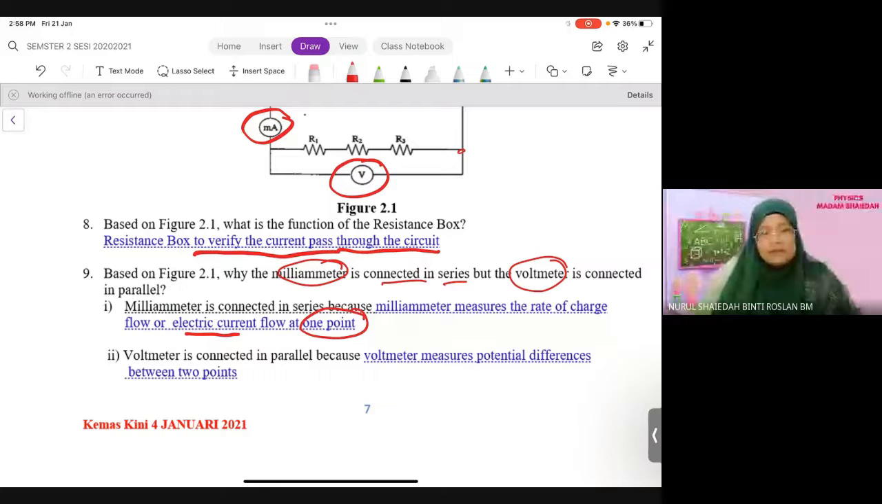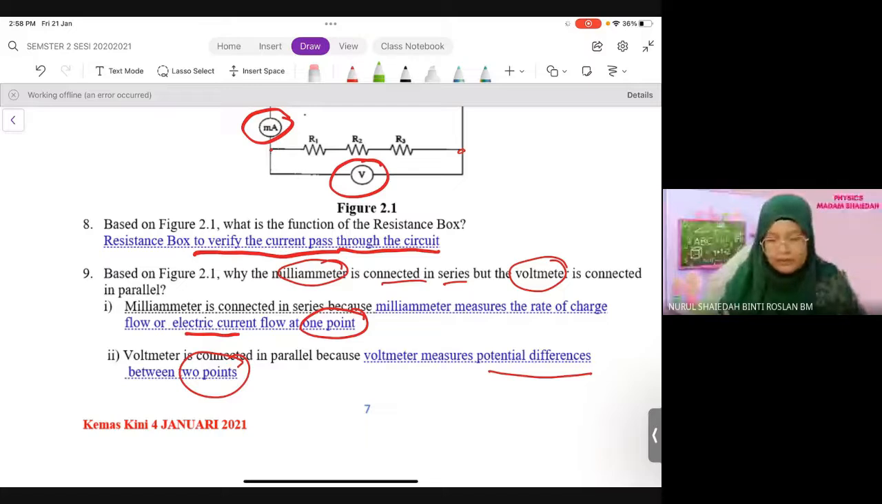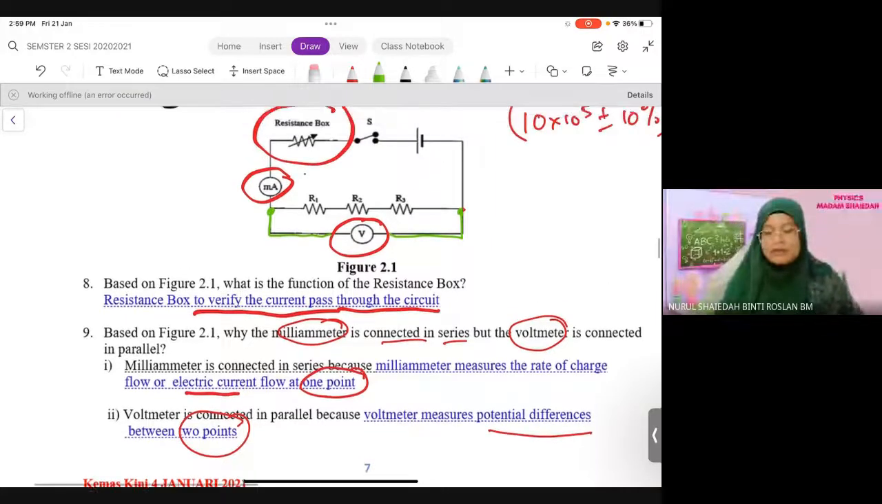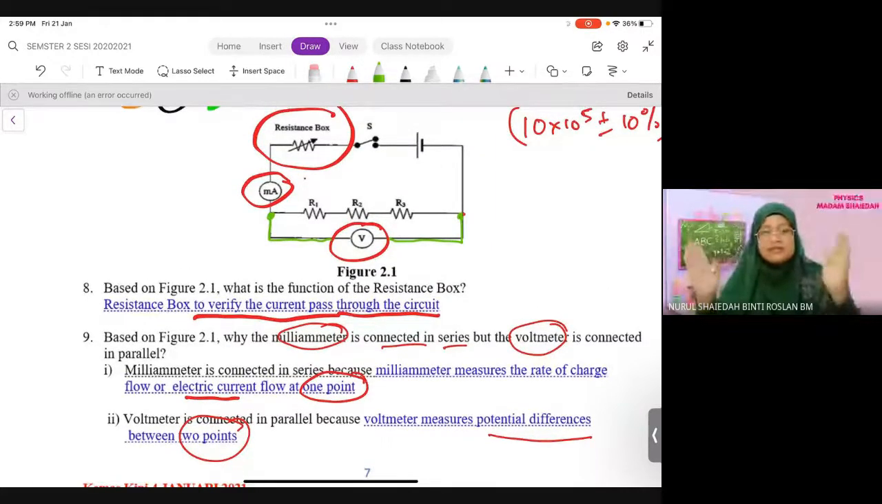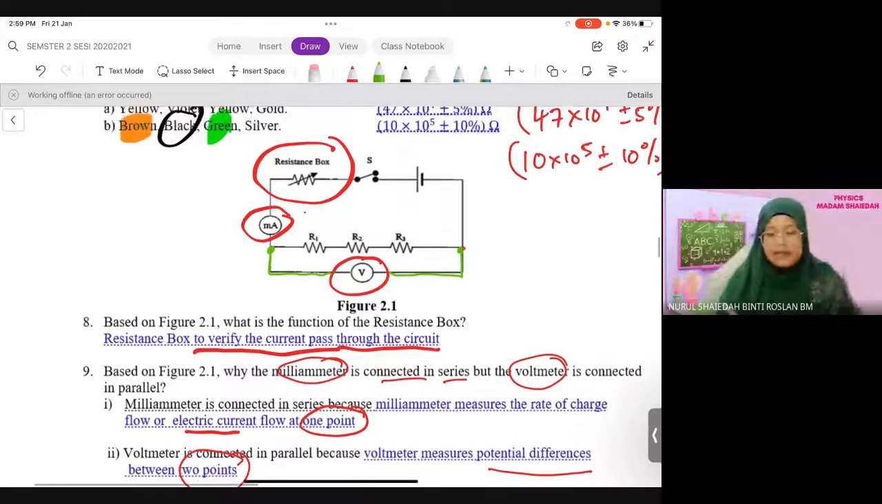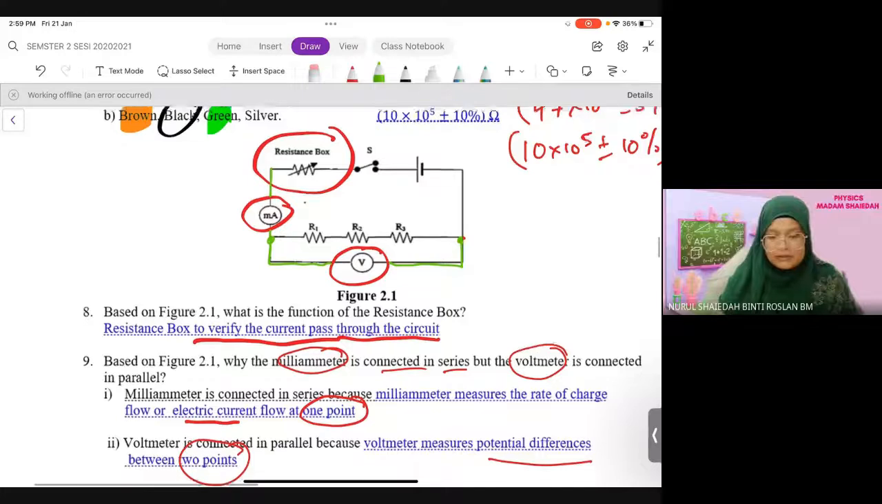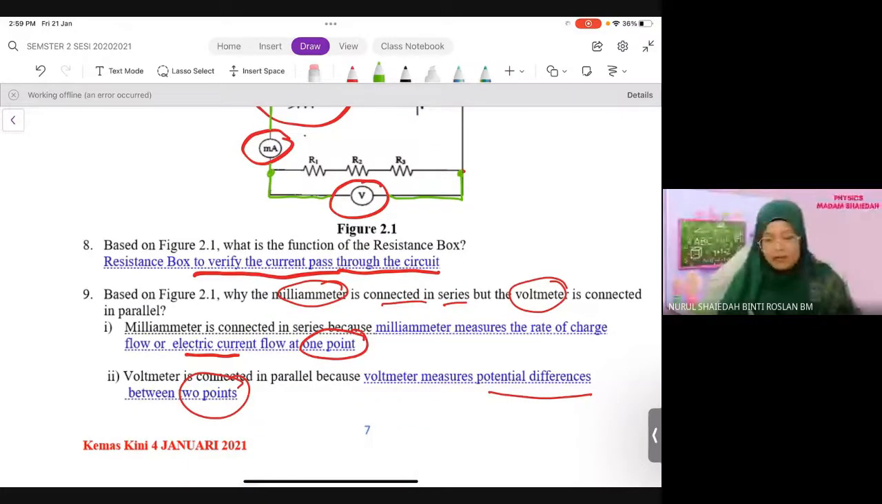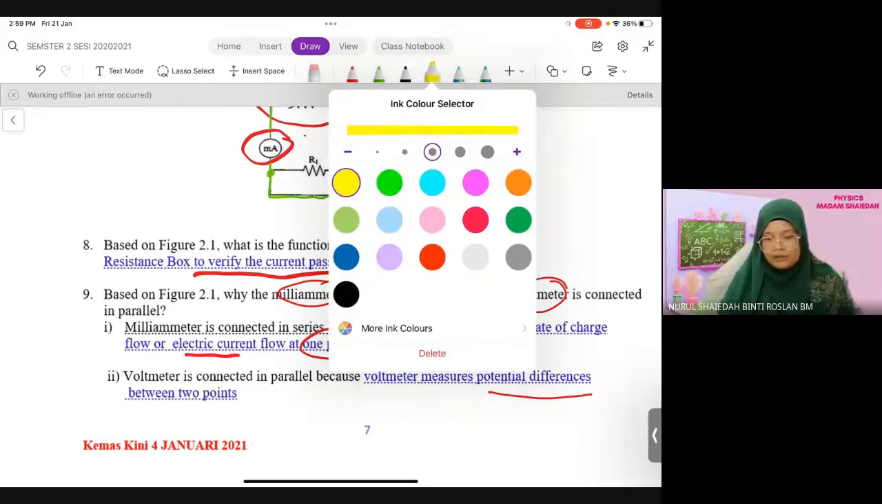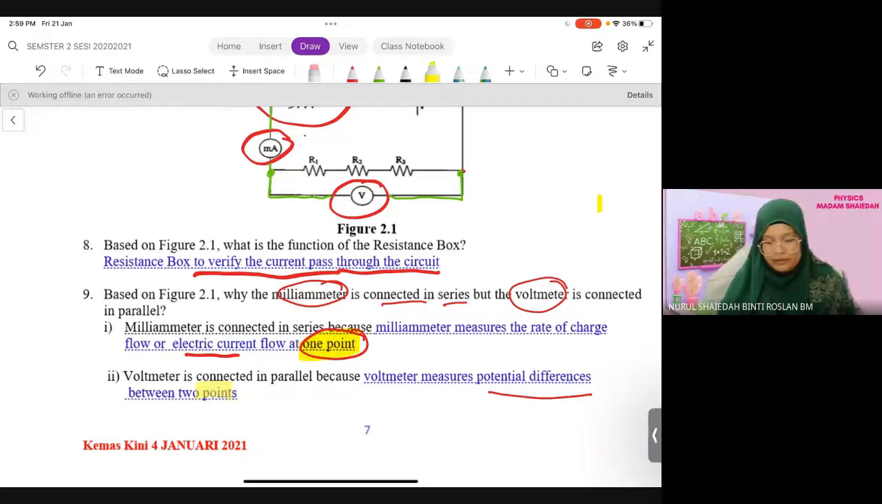But voltmeter is connected in parallel because voltmeter measures the potential difference. Dia measure potential difference between two point ni. Dari satu point ni kat point ni. So between two point. So that's why dia adalah connected secara parallel. Dia mesti ada junction. But milliammeter dia hanya daripada satu point sahaja. So that is the answer lah, 1 point and 2 point. Nampak ni, 1 point and 2 point.